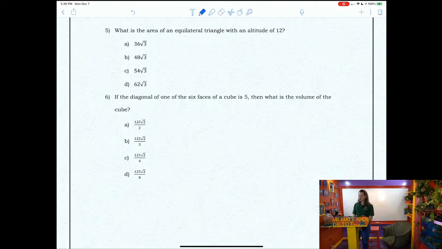Number 5 asks, what is the area of an equilateral triangle with an altitude of 12? 6 asks, if the diagonal of one of the 6 faces of a cube is 5, then what is the volume of the cube? So I'll give you 6 minutes. I'll update the time per minute, and then I'll start to solve after 2 minutes.